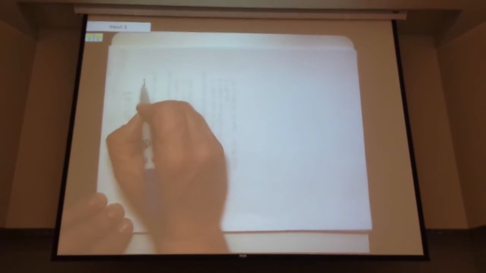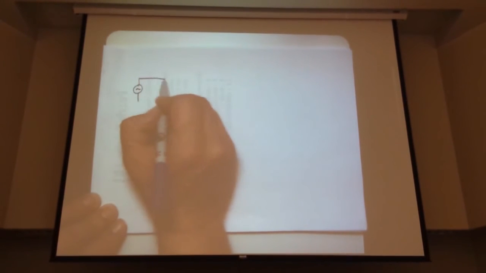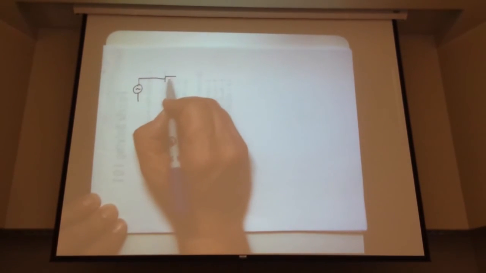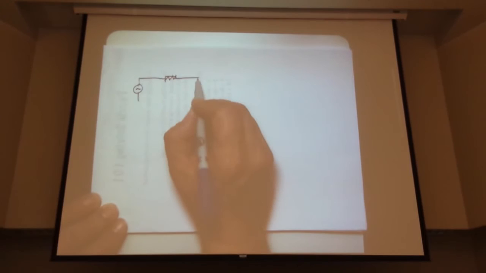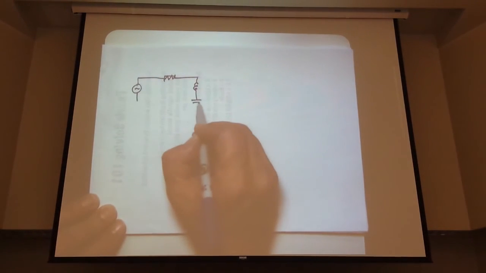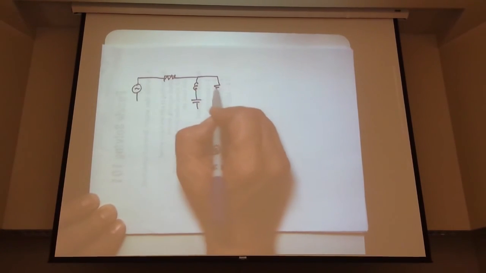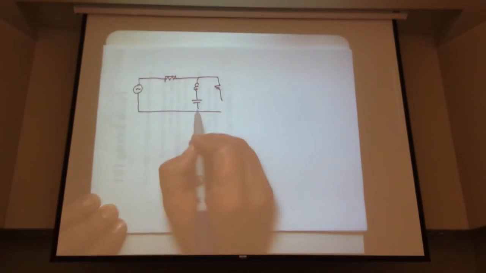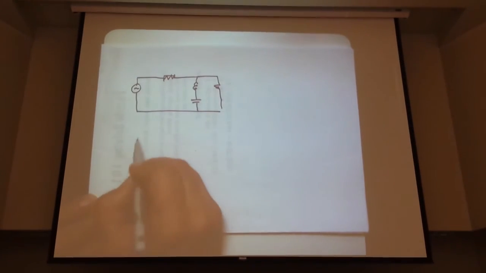I mean, this is the parallel RLC, but if we look at something a little bit more complicated, let's draw something else in there. We could redraw this.